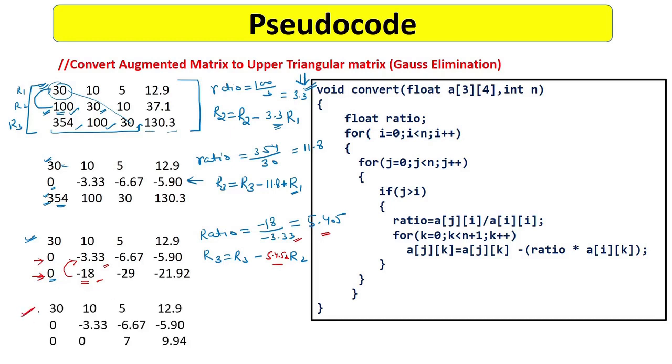This is the new matrix that I have got. All these three elements are 0. That means this part has been converted to the upper triangular matrix. You can see this code is actually doing all these three things. I have explained this code in the Gauss elimination video, you can check that video. Just to tell you, this line is finding the ratio, and this loop is applying the row transformation.